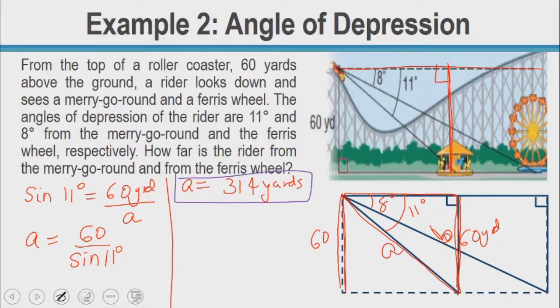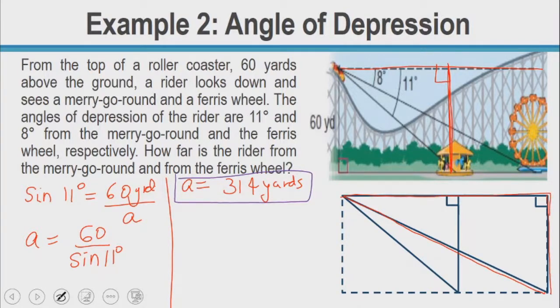The second question asks us, how far is the rider from the Ferris wheel? So we are now considering this second right-angled triangle. Okay, I'm just highlighting so that you don't get confused. And we know that the angle of depression is 8 degrees, and this vertical distance is still the same thing as this. So this is also 60 yards.